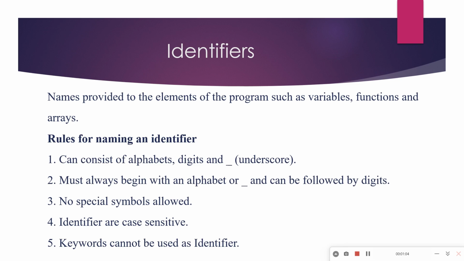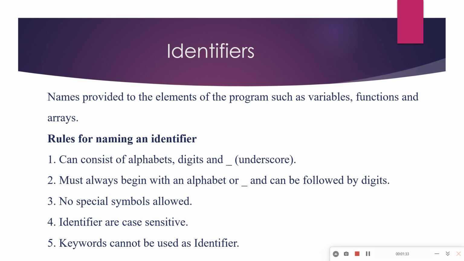So identifiers are the names given to the elements of the program, whether it is a variable name, array name, or function name. We are going to give some names for the variables, arrays, as well as for the functions. So identifiers are nothing but the names given to the elements of the program, such as variable name, function name, or array name.